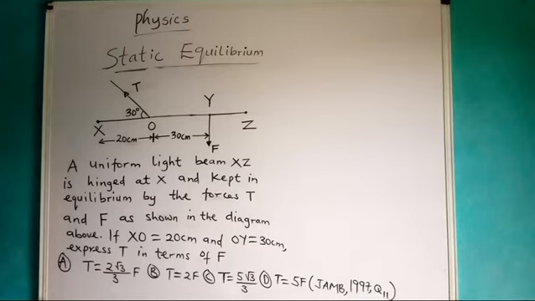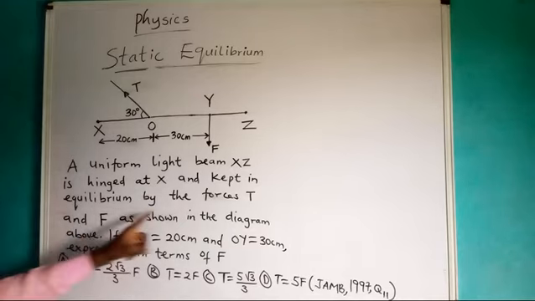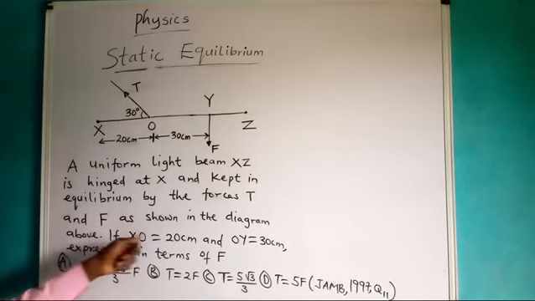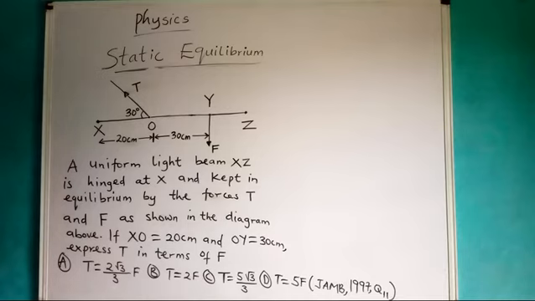Okay, we want to consider this JAMB question, 1997, question 11. A uniform light beam XZ is hinged at S and kept in equilibrium by the forces T and F as shown in the diagram above. If XO equals 20 cm and OY equals 30 cm, express T in terms of F, meaning make T the subject of the formula. That is what they are telling us to do there. Now we are given four options, but only one will be the solution.